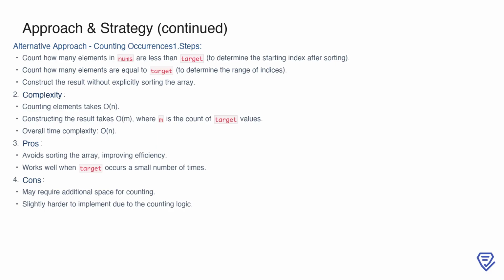This method is highly efficient, achieving an overall time complexity of O(n), as counting elements is linear and constructing the result depends only on the number of target occurrences. However, this approach comes with trade-offs. It may require additional space for maintaining counts, and the implementation is more complex due to the counting logic. While it avoids sorting, the gain in efficiency may not justify the added complexity in many scenarios.